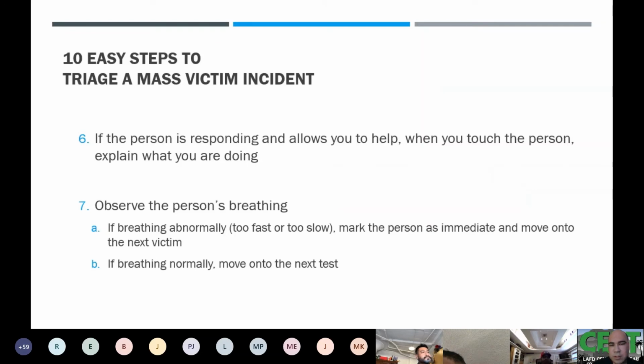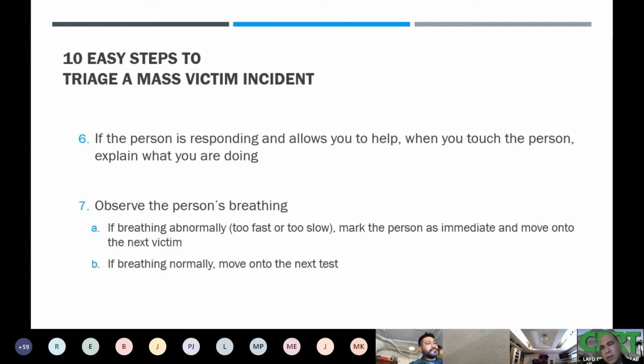If the person is responding and allows you to help, when you touch a person, always explain what you're doing. You're not a firefighter, you're not wearing turnouts, you're not a police officer, you're not wearing a uniform. They don't know who you are. And more importantly, they don't know what qualifications you have. You don't want to touch somebody in a way that causes them to question your abilities and skills, or causes them to panic.